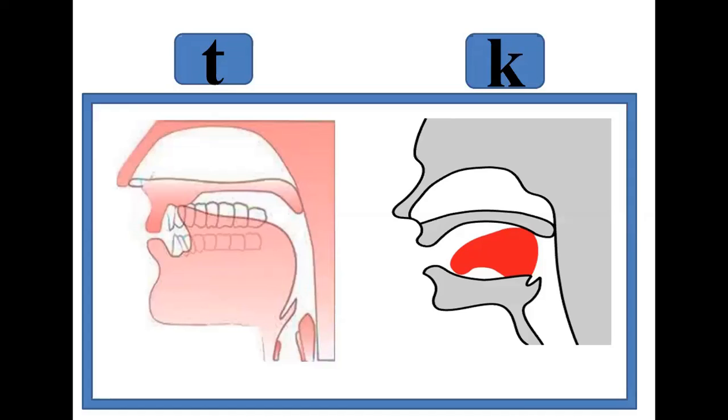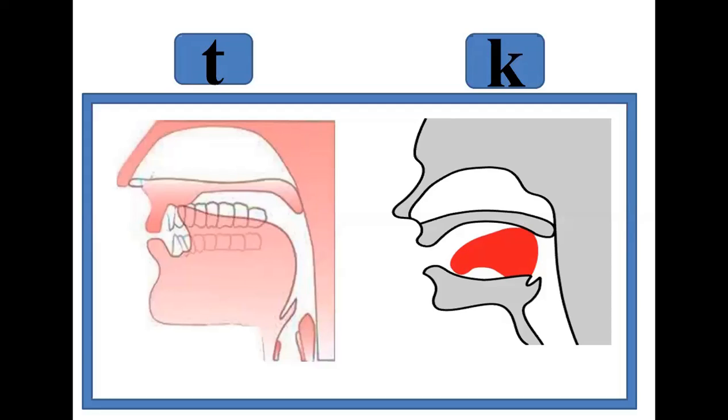Now children, please try making the sound T and notice the position of your tongue. Does the tip of your tongue also touch the beginning of the roof of your mouth while making the sound T? Yes, of course. So this is how the sound T is produced. Okay, let's check out how the sound K is produced. As it is clearly evident from the picture, while making the sound K, the back of the tongue touches the back of the roof of the mouth.